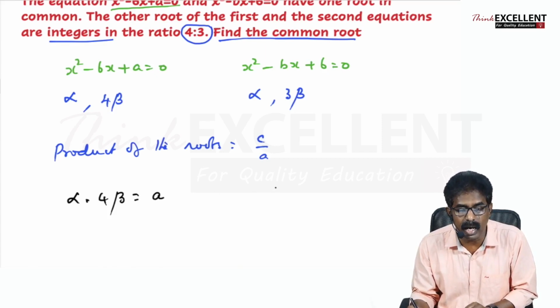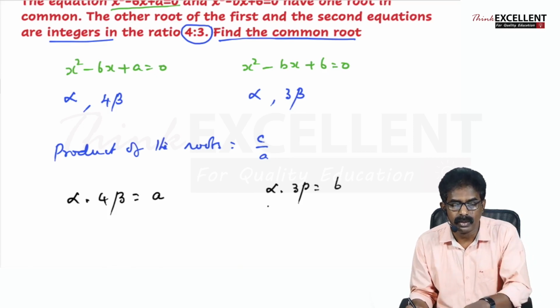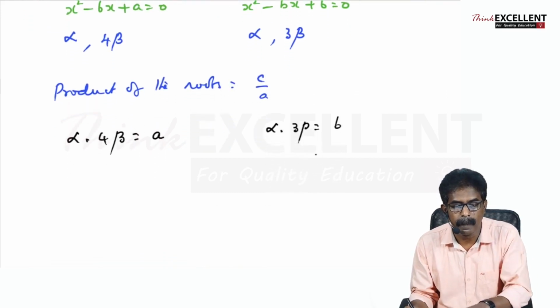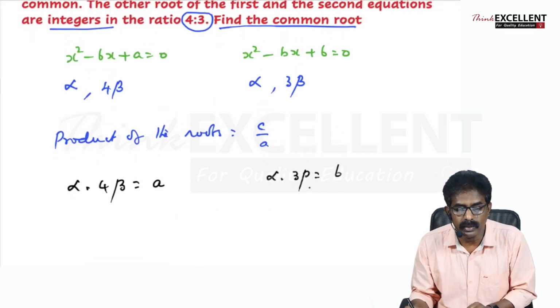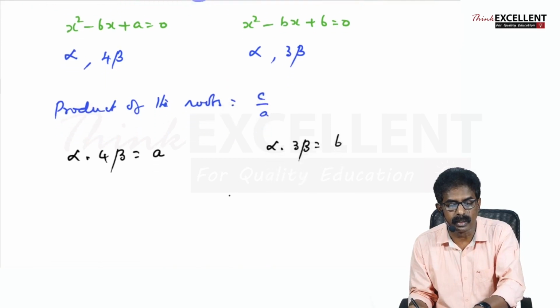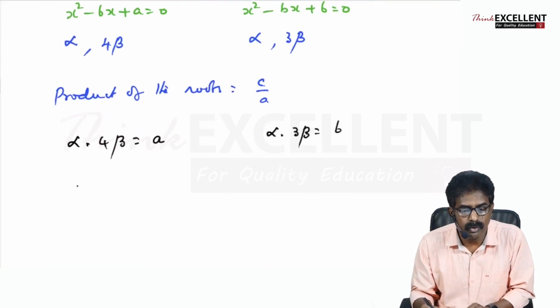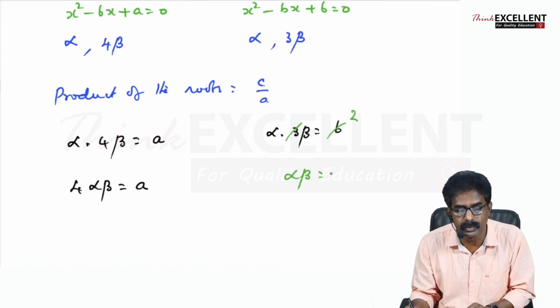In the second one, alpha into 3 beta. Product of the roots equals C by A. Here the C value is 6, so 6 by 1. So what do you get here? Alpha into 3 beta, right? Now, 4 alpha beta is A. And here 3 and 6 you can cancel, 2. You are getting alpha beta is 2.